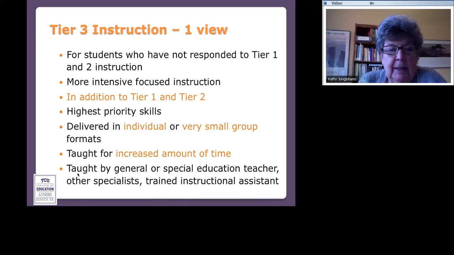This is an example of instruction that could still be taught by a general education teacher or a special education teacher or another specialist in the building or a trained instructional assistant.